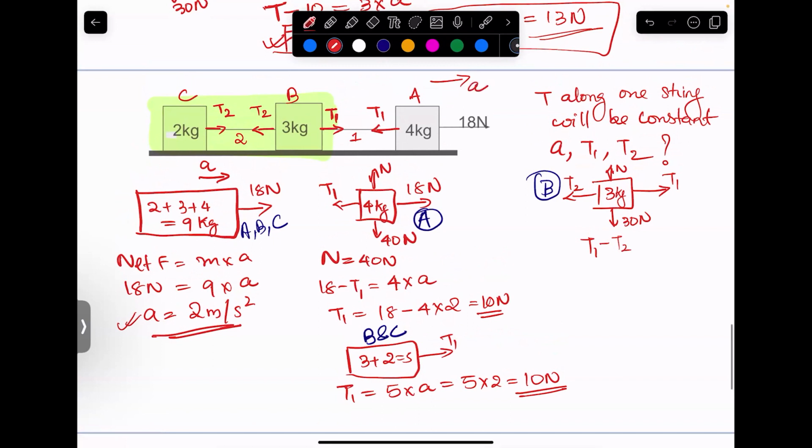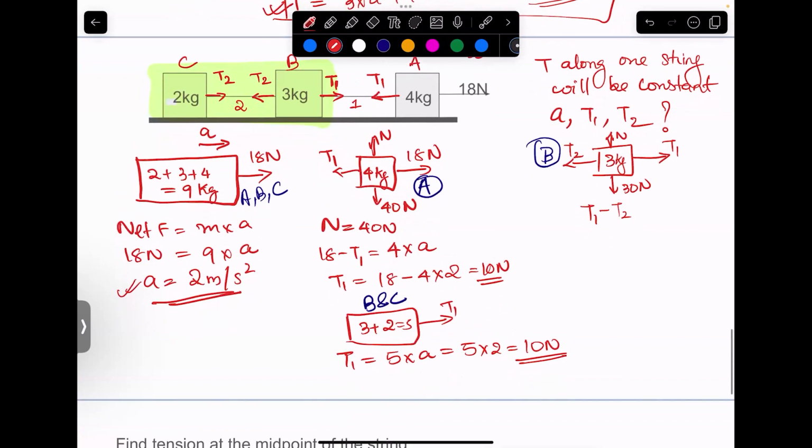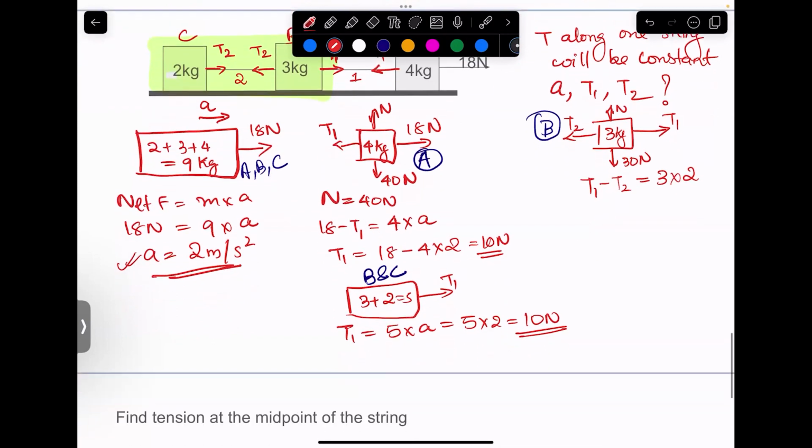So that's why I'm taking T1. I'm considering T1 to be greater than T2. So T1 minus T2 equal to mass times acceleration, which is 2 meter per second square. We have already found T1. T1 is what? 10 Newton. And now we will see if T2 is equal to 10 Newton or not.